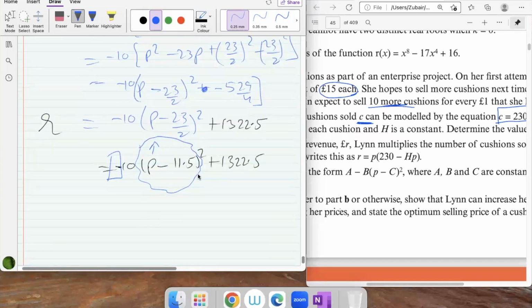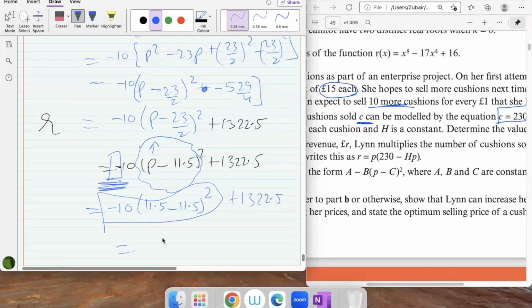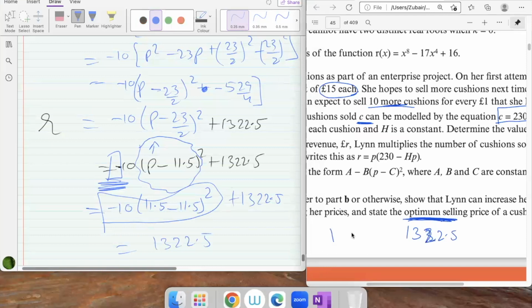What is the maximum value we can get out of it? It is that value when the value of P is 11.5. If I use minus 10 into 11.5 minus 11.5 squared, this is actually a negative expression. If the negative expression reduces to 0, the maximum output would be 1322.5. Do you agree? So to get the maximum output, the optimum selling price should be 11.5.